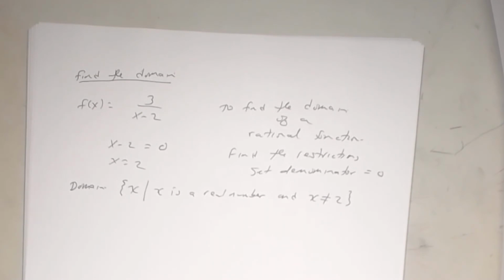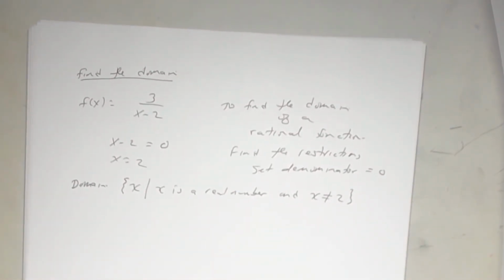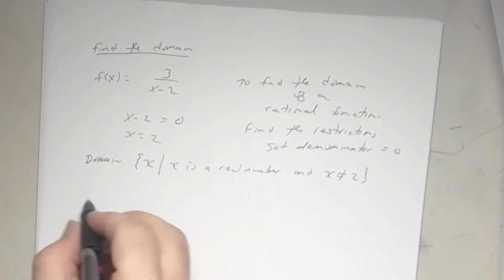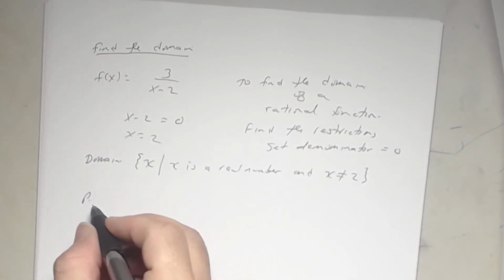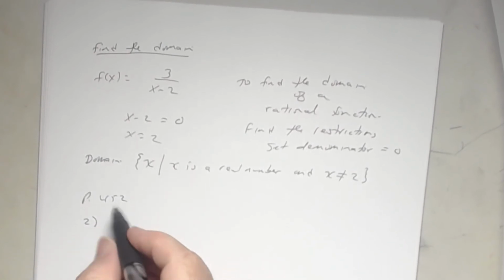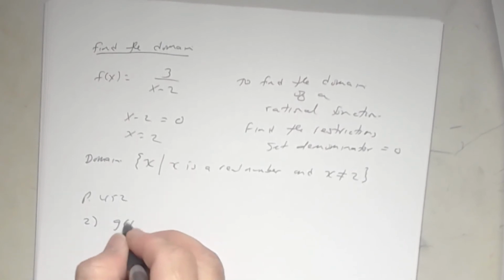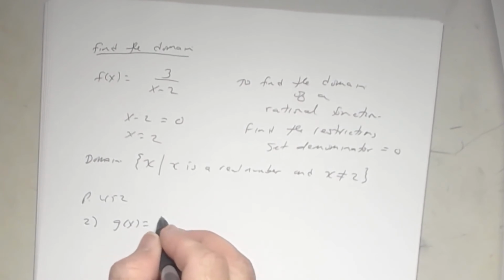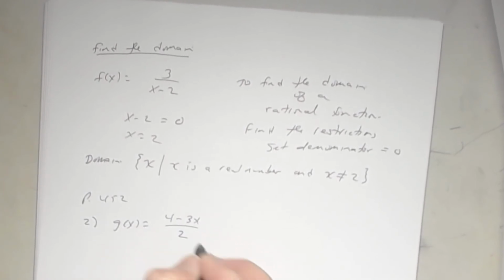All right, number 2, and this is going to be on page 452. Number 2, you have this function: g of x equals 4 minus 3x, divided by 2. Your variable's on the top this time, so it doesn't matter what's in the numerator. All you're looking for is what's in the denominator. So what is the denominator?